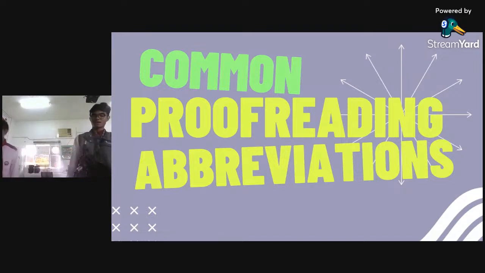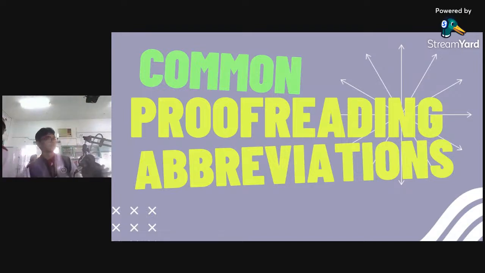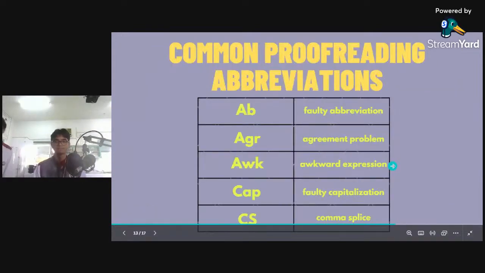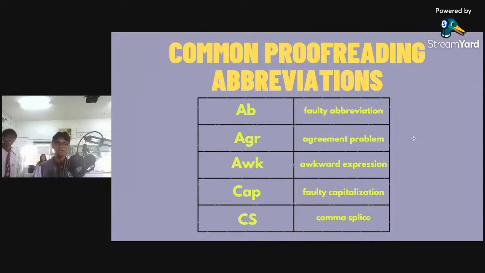Hello, everyone. I am Bach from the dead. So, common proofreading abbreviations. Let's start. AB. AB means faulty abbreviation. As you can see from the book, on page 91, we can see an example: she had earned a PhD along with her MD. So MD in this context might mean medical degree, right? But it could also be a faulty abbreviation because we really don't know what it means.